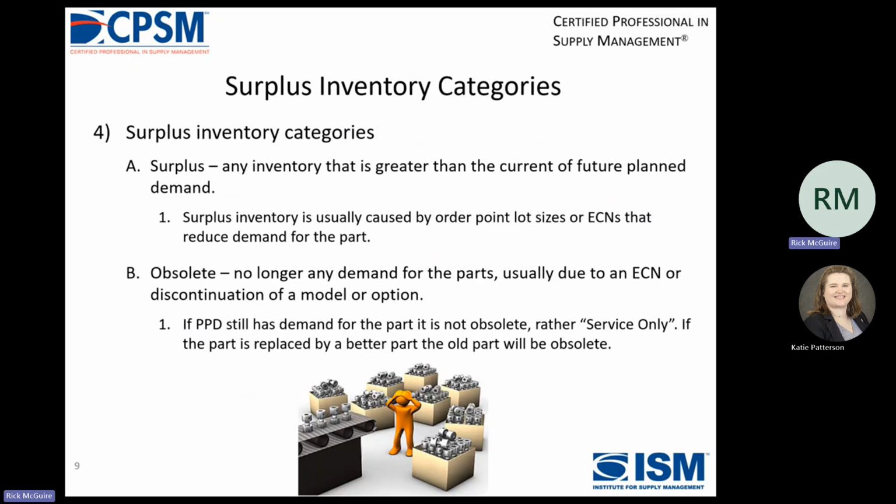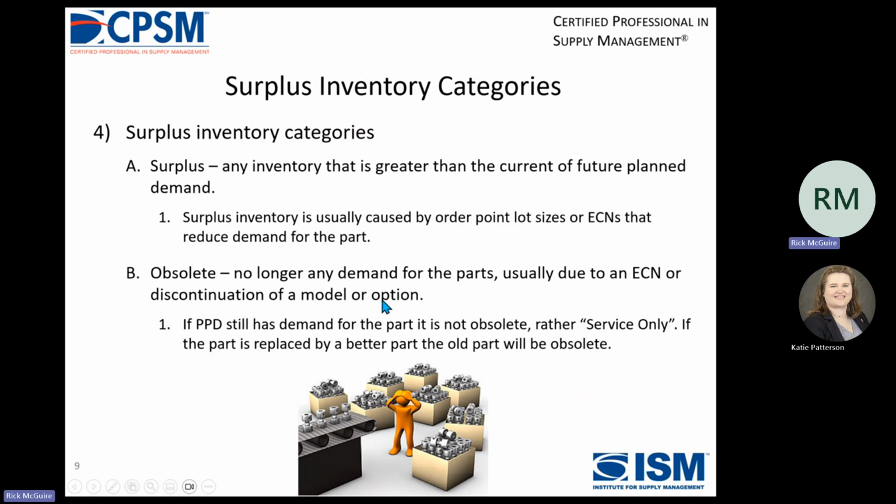Surplus inventory: any inventory that's greater than the current or future planned demand. Usually at PACCAR, we look at, is it more than a month? Surplus inventory is usually caused by order point lot sizes or ECNs that reduce demand for the part. PACCAR doesn't usually worry about lot sizes because we're so big that we don't usually deal with that. But what we do deal with is ECNs that phase out the part pretty quickly.